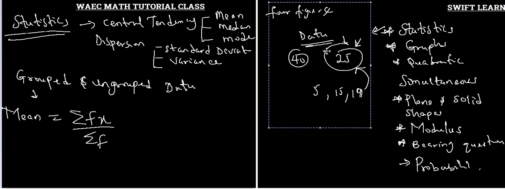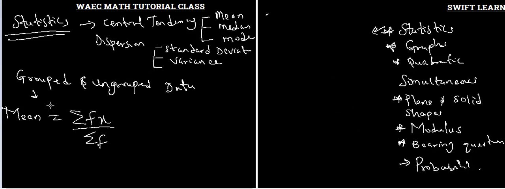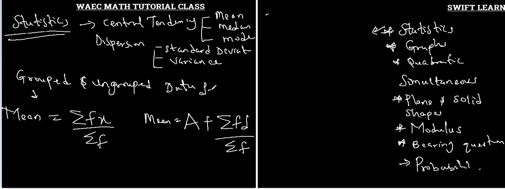So for instance, I'm a student now. I know that I want to get the mean of a number. Let's say we are using assumed mean, for instance. There are cases whereby we use assumed mean. What is the formula for assumed mean? When you are using assumed mean, the mean is equal to the assumed mean plus summation fd over summation f. So what is the d? Your d is equal to x minus the assumed mean.